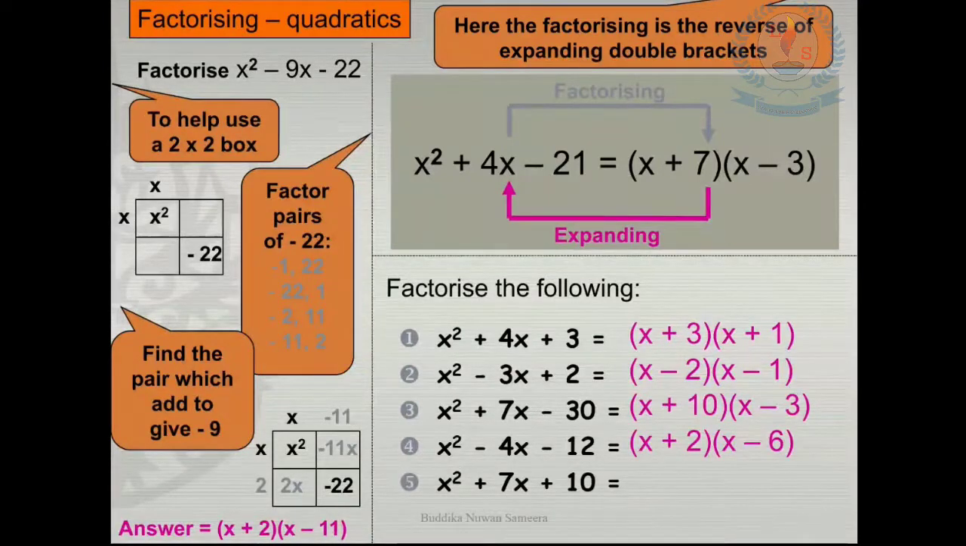Last one, from plus 10 you need to make 7. So very easy. We know that the factors are only 5 and 2. So 5 times 2 is 10. Then plus 5 times plus 2 is plus 10. And plus 5 plus 2 is plus 7. Then the factors are x plus 2 times x plus 5.